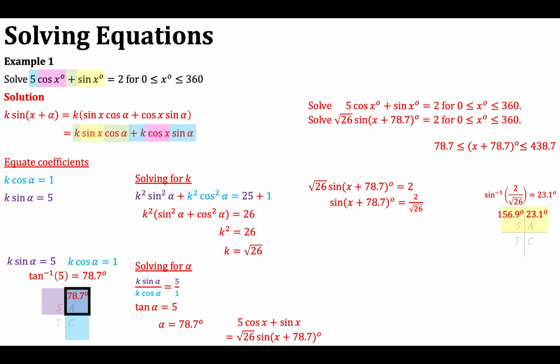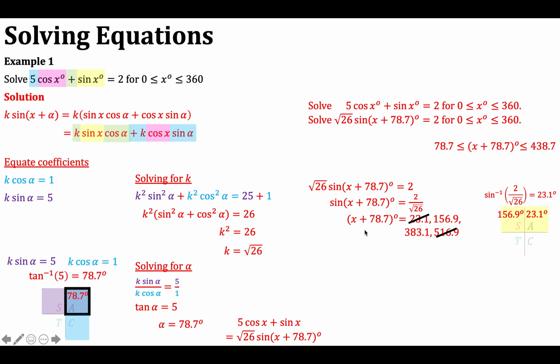156.9 degrees. So I have these two answers here for x plus 78.7, but you can see that within this range I will have other answers. So I need to add 360 on to both of these answers to give me 383.1 and 516.9. Now hopefully you can see that the first and fourth answers that I've got are outwith the range for x plus 78.7. Okay, so I'm left with these two answers, 156.9 and 383.1.